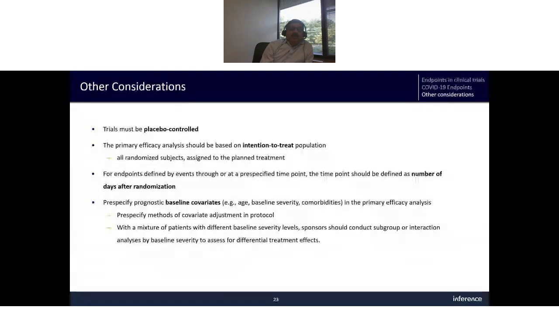The primary efficacy analysis should be based on the intention to treat population. So basically, they should be treated as randomized. So if there are dropouts, if there are people given the wrong treatment, people who are supposed to receive placebo receives the active treatment, by mistake, they will stay with the planned treatment, right? So that's what it means.